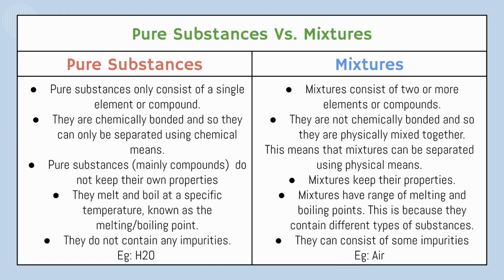Then pure substances do not contain any impurities. Impurities are just unwanted substances, so they do not contain any impurities, just the pure element or compound. But mixtures can have a few impurities. An example of a pure substance is H2O, or even any element like magnesium or sodium. And an example of a mixture is air, which consists of different gases like nitrogen and oxygen.